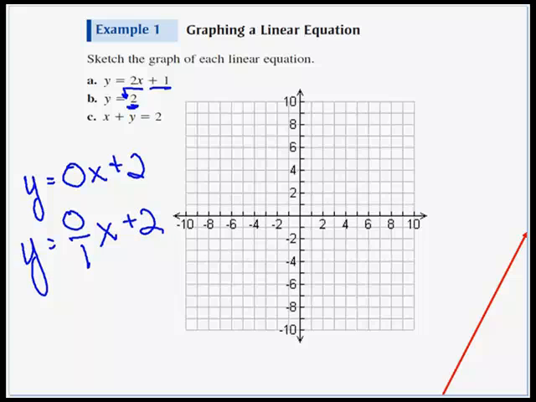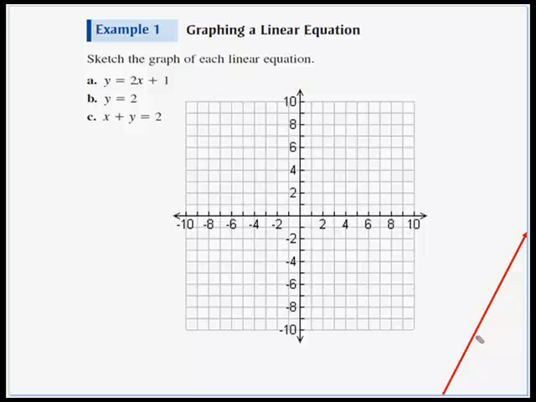So let's see what this line looks like. Y-intercept is 2, so 2 on the y-axis. Here we go up 0 over 1. Rise 0, run 1. Up 0 over 1, over 1, over 1. There's our line. A horizontal line that crosses the y-intercept at 2.